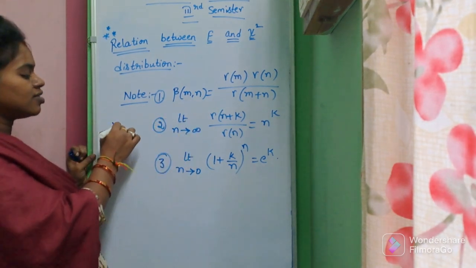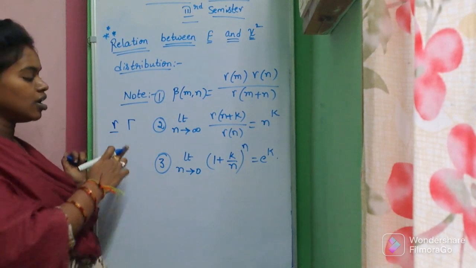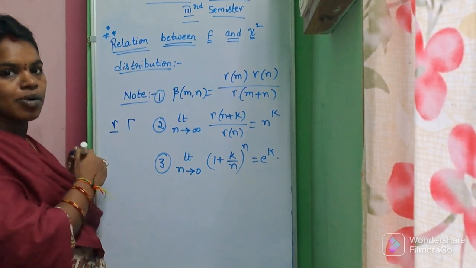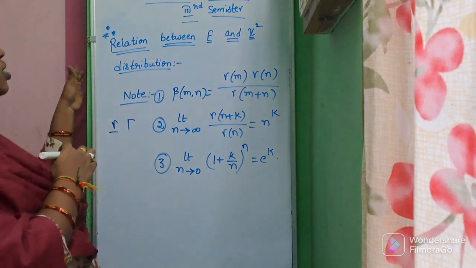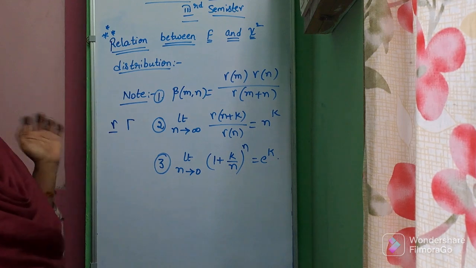Here we can write this gamma like this, or like this also we can write. In these two ways we can write any one. This one is represented as gamma only. First we have to learn the statement. After that we can move to this relationship.